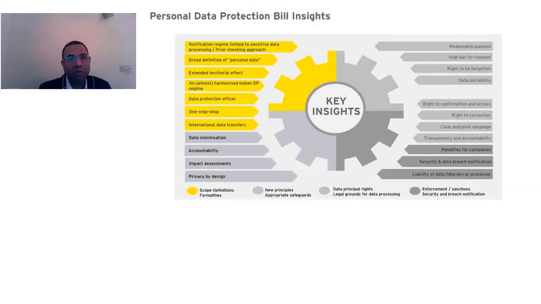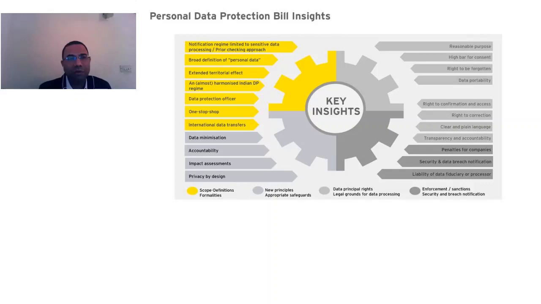This slide gives more clarity around the scope definitions and formality, where we see a broader definition of personal data, extended territorial effect, harmonized Indian data protection regime, data protection officer, and international data transfer. As I said, that can be on a case-to-case basis depending on how you define your data. Then also new principles and appropriate safeguards, which are data minimization, accountability, impact assessment, and privacy by design. There are certain areas more towards principal rights, and the legal ground for data processing should be a reasonable purpose, a high bar for consent, right to be forgotten, and data protection. Right to be forgotten is still under debate, and in the final regulation, these things will get clarified.